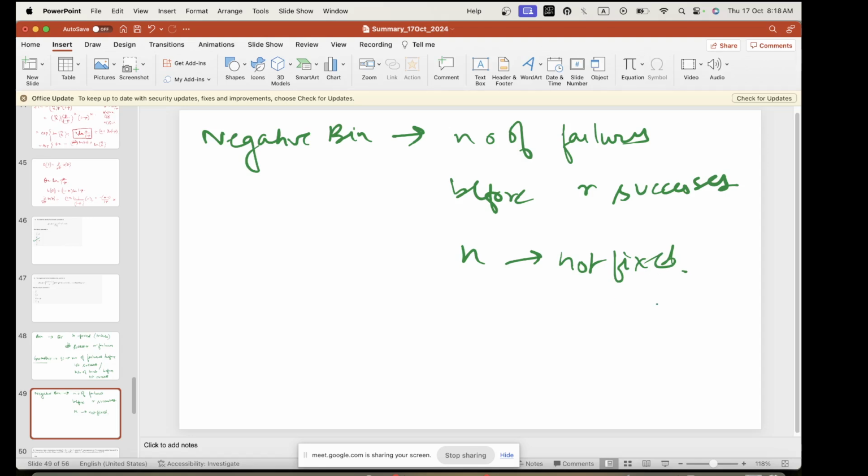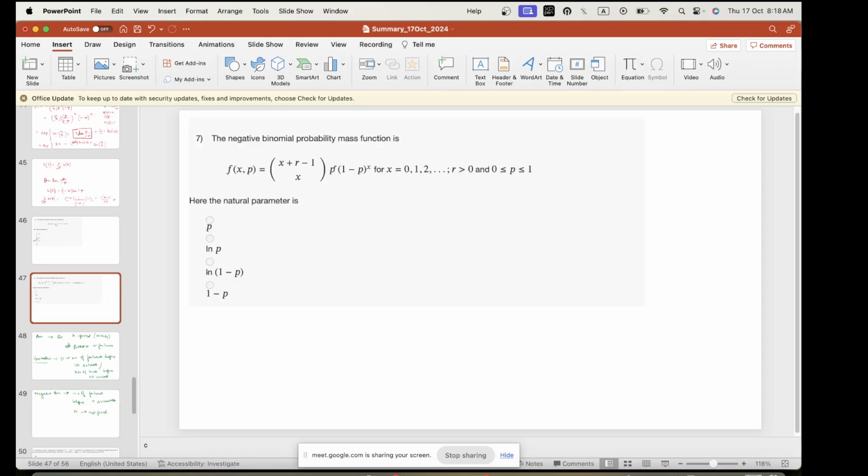So if the question is what is the probability that you have 6 heads before 10 tails have shown up, that distribution would be a negative binomial, and it would have a form of this thing. So r successes and x number of failures, and then this would be the number of ways we can choose that.